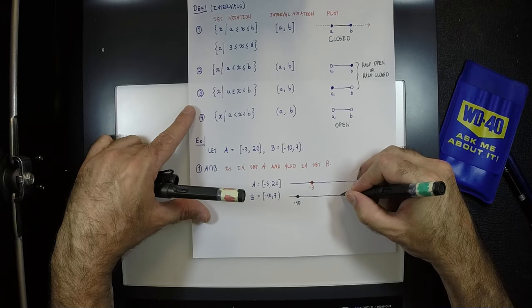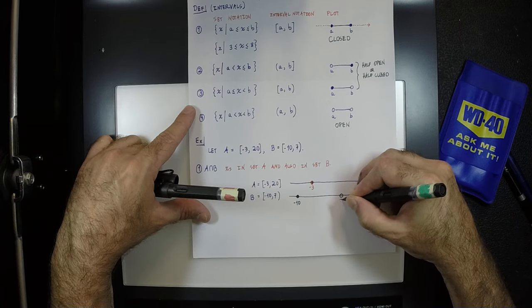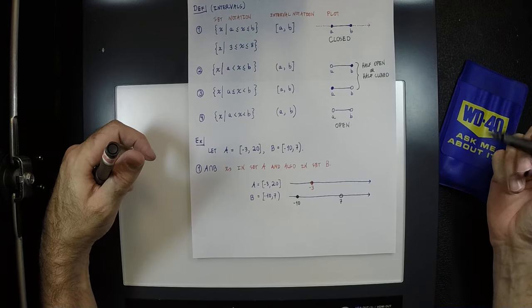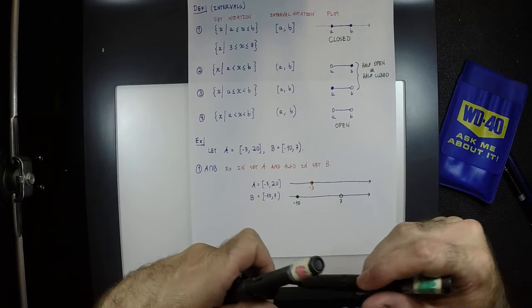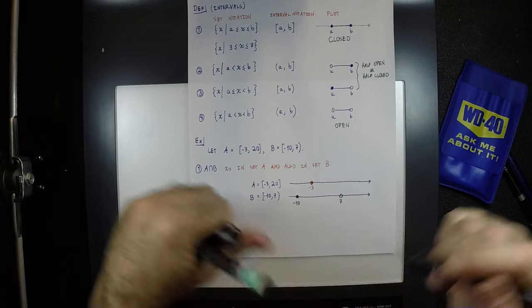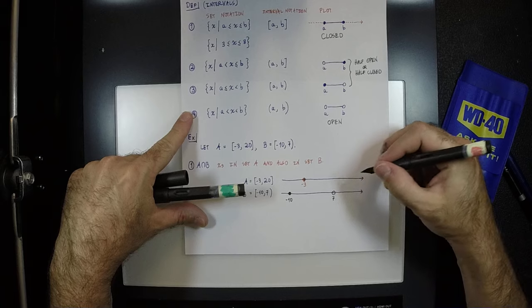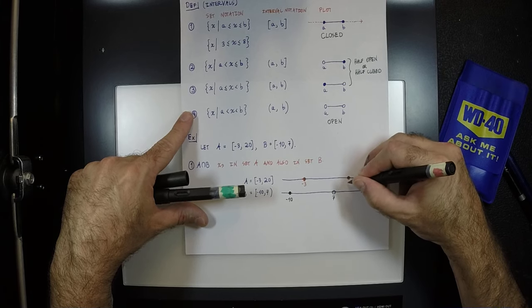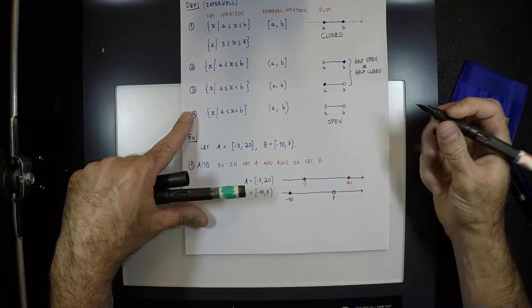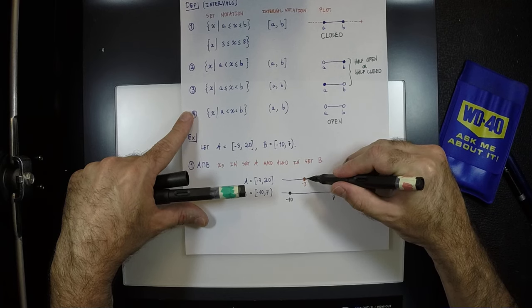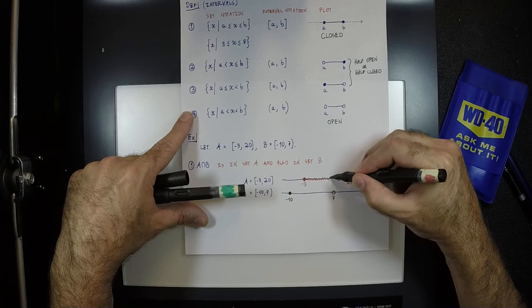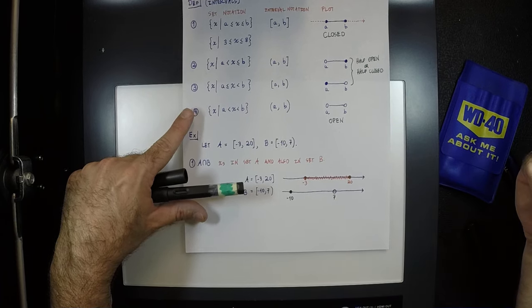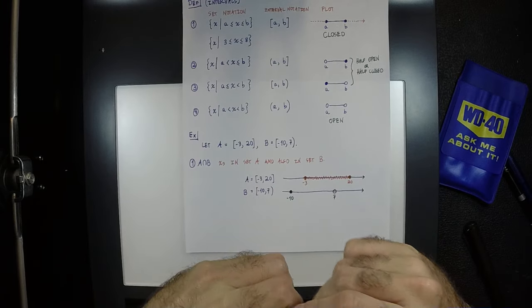Okay. 7. And of the remaining point, 20, which one is furthest to the left? 20. And is it open or closed? Closed. Okay, so then set A is this interval. And set B is this interval.